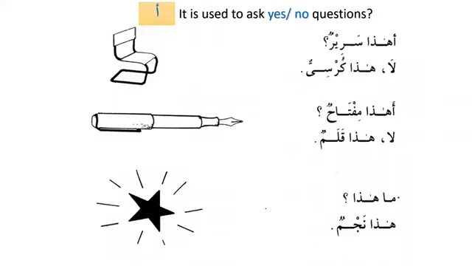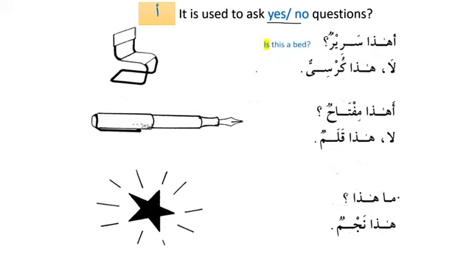Excellent. Now we have the questions with only hamzatul istifham, and we know that hamzatul istifham is used to ask yes-no questions. So the question is ahadha sarirun? Is this a bed?